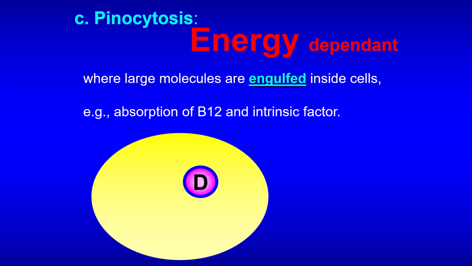Next, we explore pinocytosis, an energy-dependent process. Pinocytosis involves the engulfing of large molecules inside cells. This mechanism is crucial for absorbing substances such as vitamin B12 and intrinsic factor.